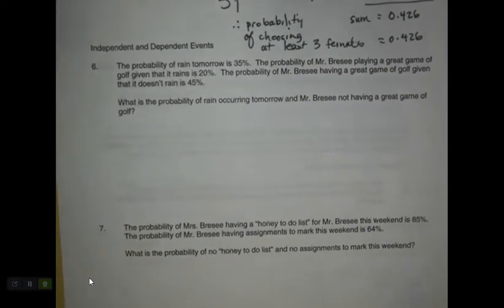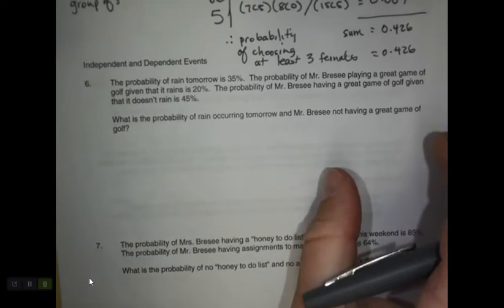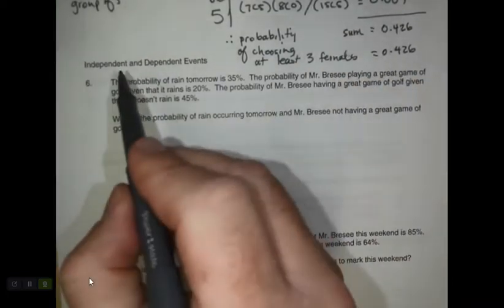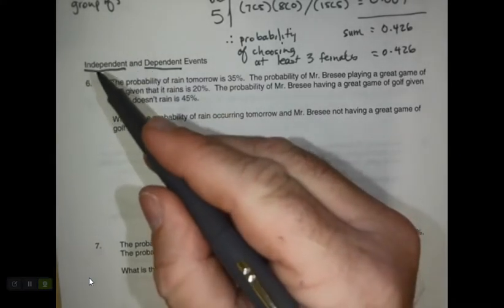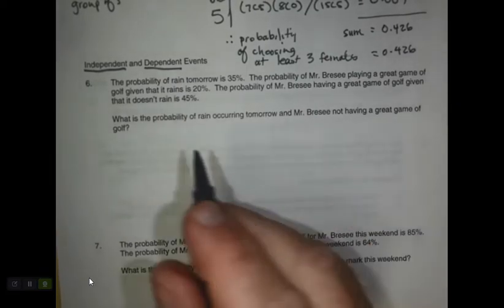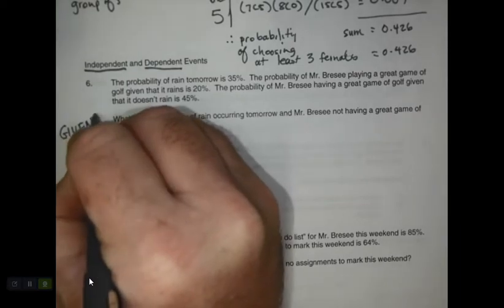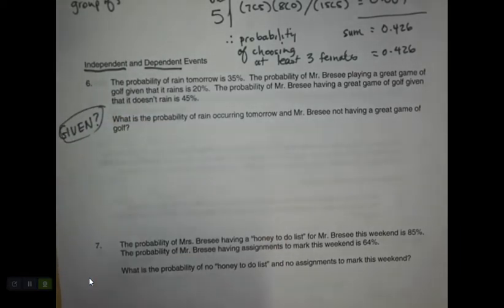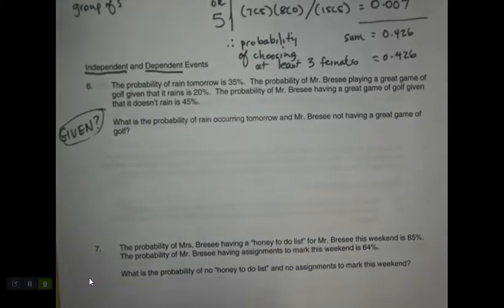All right. Independent and dependent events. The hardest part with these is understanding which type it is so that you can go back to the front of the booklet to say, hey, I'm using independent probability or dependent probability. And the biggest thing that we want to look for is the word given. Is that word given used in our sentence? If it's no, it's independent. If it's yes, it's dependent.